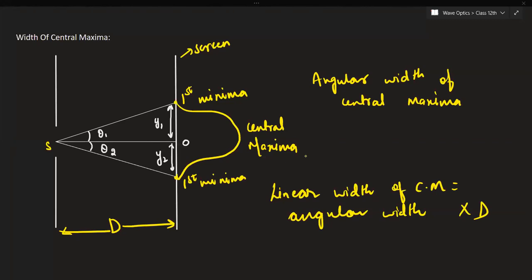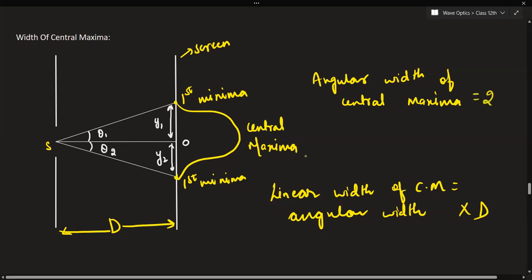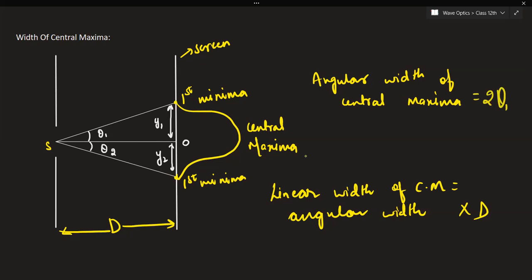Okay, before that, one more thing. Width of the central maxima. Again, same thing: the angle that the central maxima is subtending. So if this is theta 1, the total angle that it will be subtending will be 2 theta 1. And theta for first, we have calculated lambda by a. So the total angular width of central maxima will be 2 lambda by a.